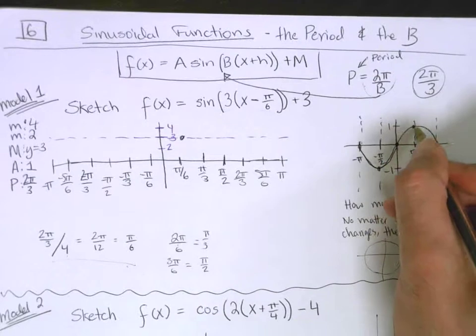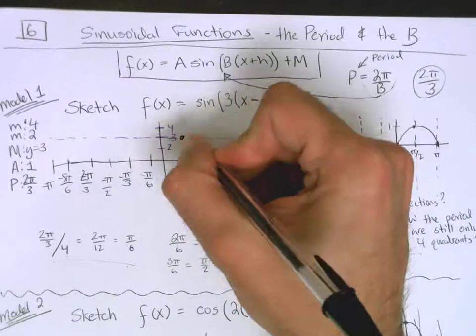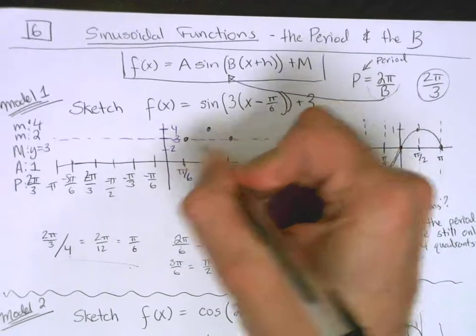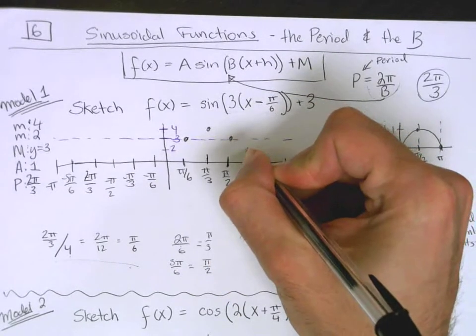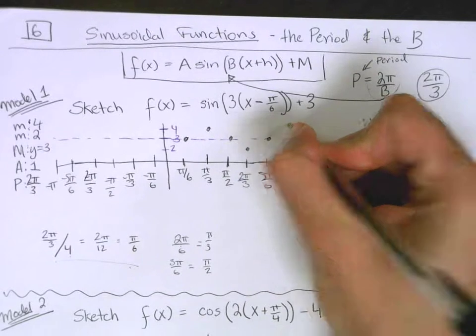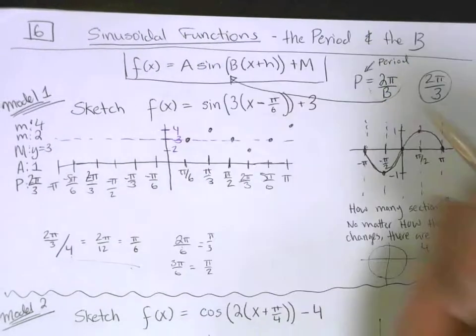What is it doing on this side? Well, after its midline on the left side, right, it's decreasing, now increasing to the midline, increasing to the max, decreasing to the midline, decreasing to the minimum, increasing to the midline, increasing to the max.